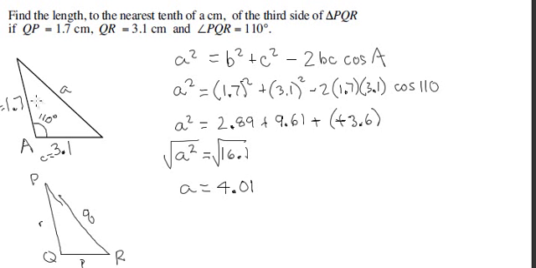The way I did it was to relabel the triangle so it fit the formula. You can also rewrite the formula so it fits your triangle. If you want to do it that way, then it would read Q squared equals P squared plus R squared minus 2PR cosine Q.